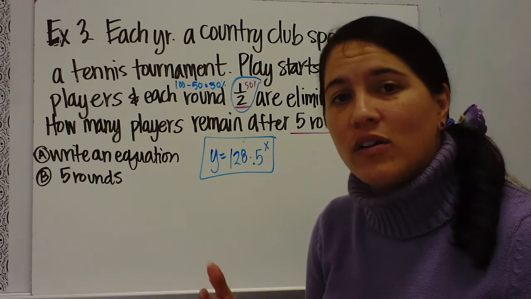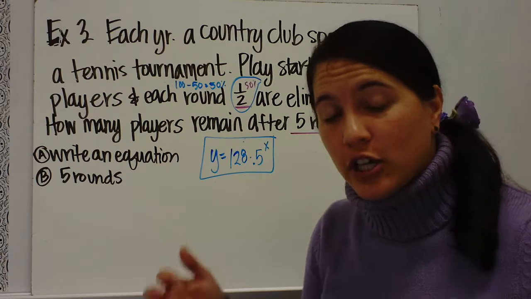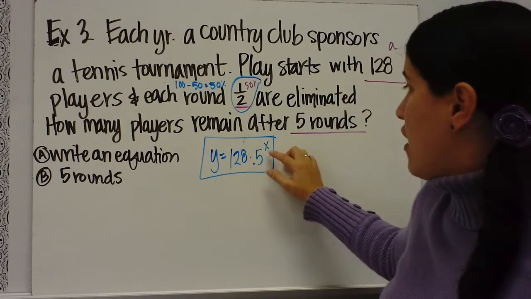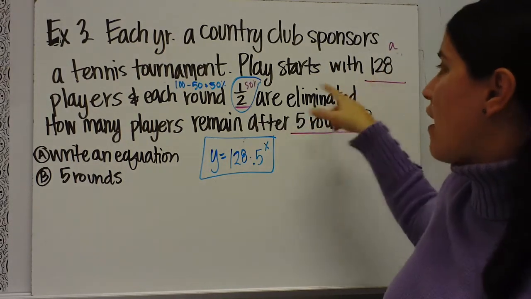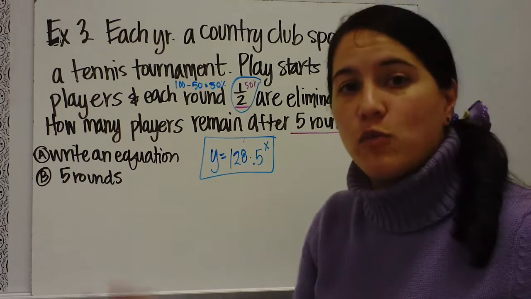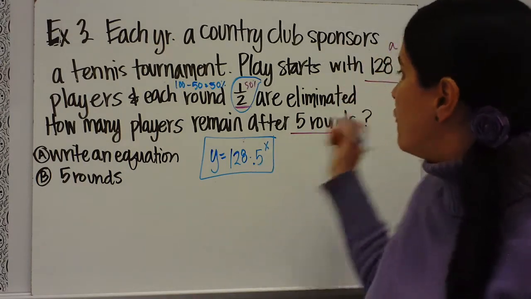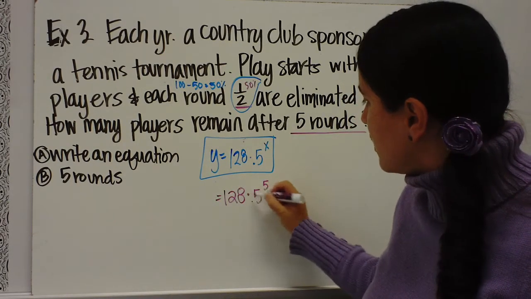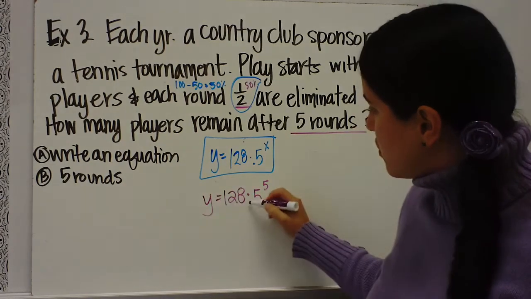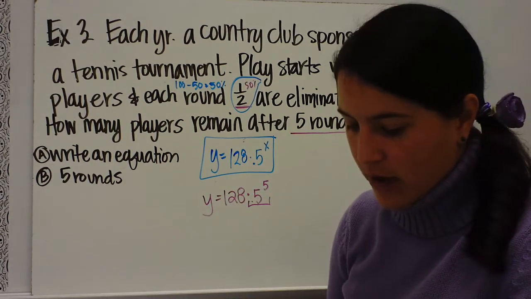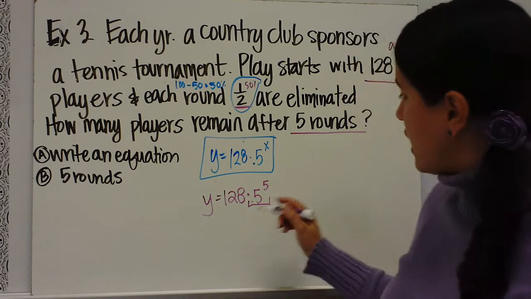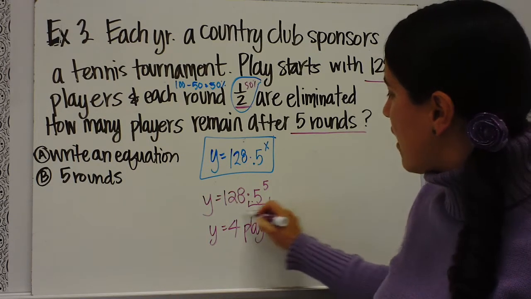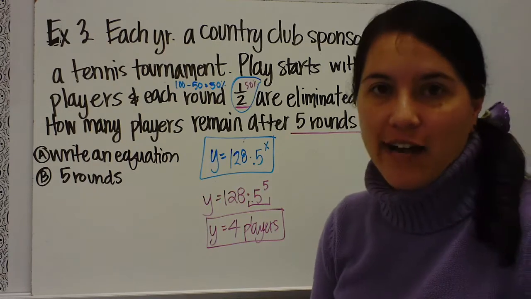The x power is the time period that we're talking about. And in this example, we're not talking about years, we're talking about rounds of a tennis tournament. So after the first round, you eliminate half. And then after that round, half more are gone. And in that round, half more are gone. So after 5 rounds, 128 times 0.5 to the 5th power. So then I would do this value first. 0.5 to the 5th power times 128, and it means there would be 4 players left after 5 rounds.